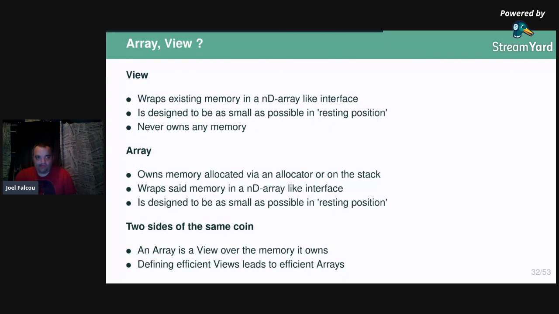We also want to be able to say that this memory either lives on the stack or on the heap through the use of some allocator. So we want to be able to have both at the same time. So the one thing we need to do is to have a proper way to define efficient, and hold on whatever efficient means, views. And once we have those views, the arrays just follow. So let's have a look at that.